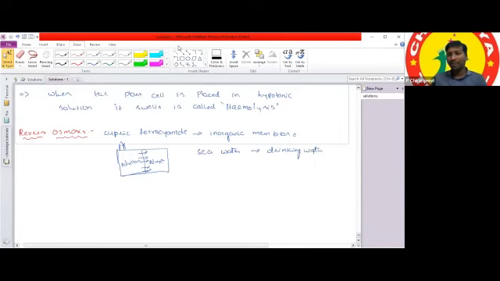Clear? Next, another important concept is abnormal molar mass. What is meant by abnormal molar mass?